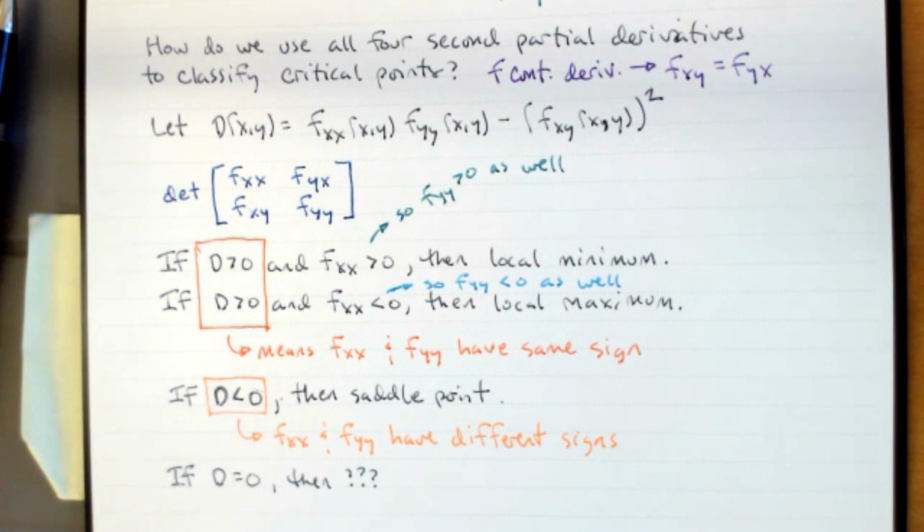Think back to the ratio test when you were determining if a series converges or diverges. The ratio test said if this limit is greater than 1, then the series diverges. If it's less than 1, then the series converges absolutely. And if the limit from the ratio test is equal to 1, you get no information from the ratio test. That doesn't mean that we can't tell if the series converges or diverges, because it definitely does one or the other. But the ratio test is not going to tell you. So if D is equal to 0, then it could be any one of these three things.